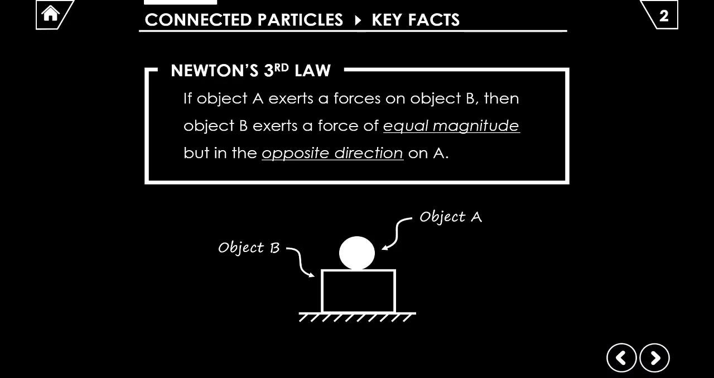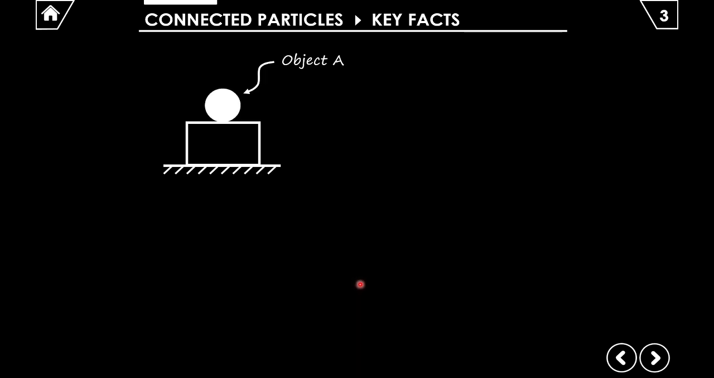So, first of all, we're going to look at Newton's third law. That says if object A exerts a force on object B, then object B exerts a force of equal magnitude but in the opposite direction on A. Okay, so we're going to look at that in terms of this little diagram down at the bottom here. Imagine this is a little ball, and this could be a box that it's resting on, and then this is the floor down here. So object A is going to be the ball, and object B is going to be this box.